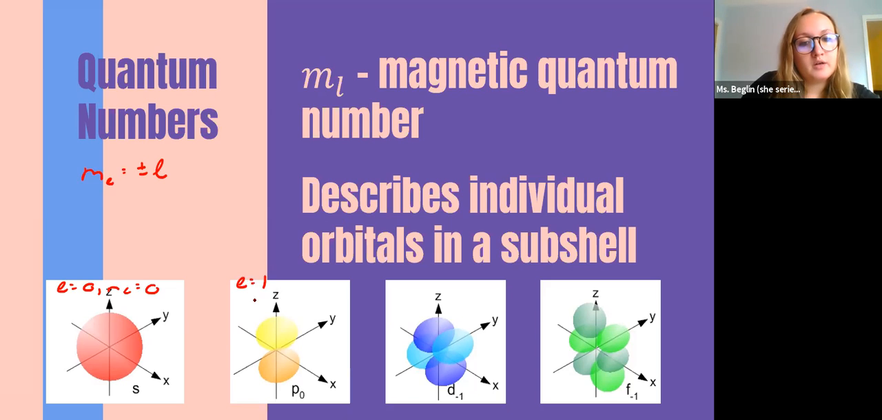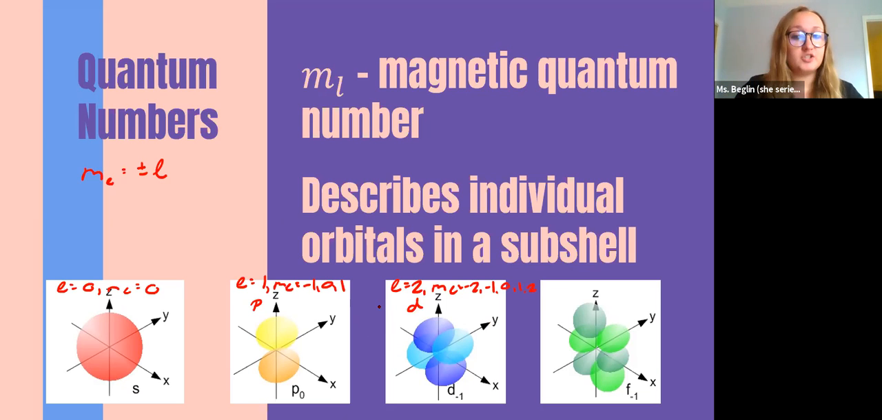When L is equal to 1, or a p orbital, we get M sub L is equal to -1, 0, 1. So there are 3 possible orientations of our p orbital in space. Then we get to L equals 2, or d. M sub L will be equal to -2, -1, 0, 1, and 2. So we have 5 possible d orbitals, each with unique orientations.